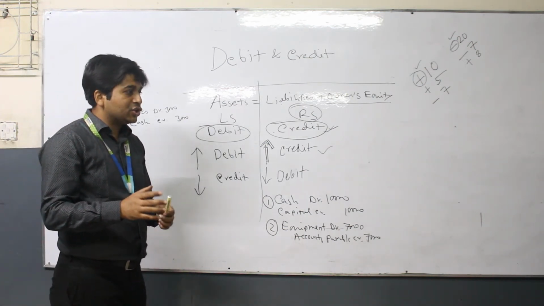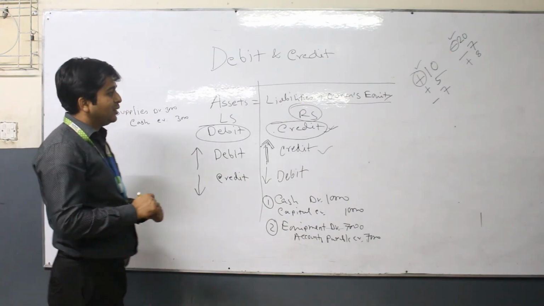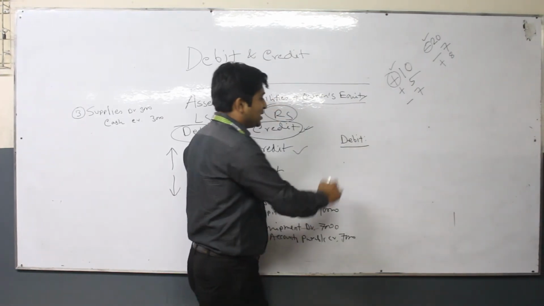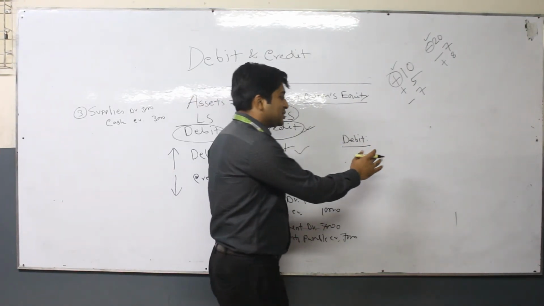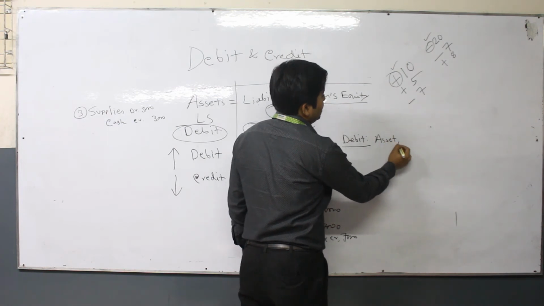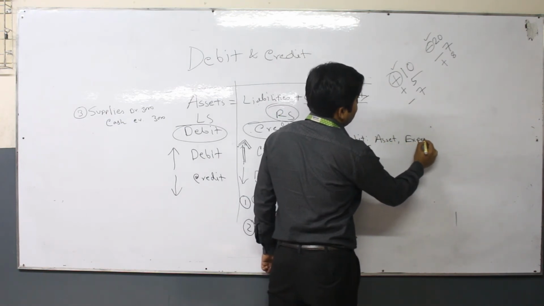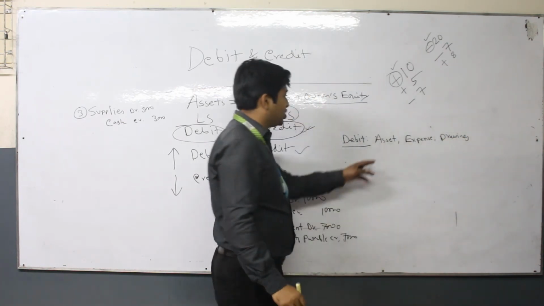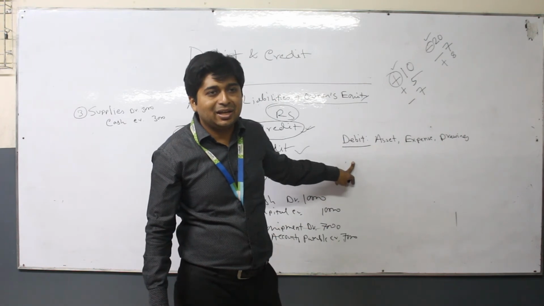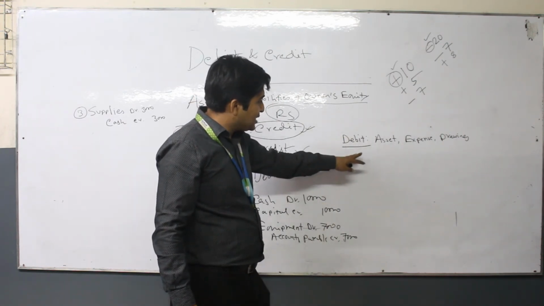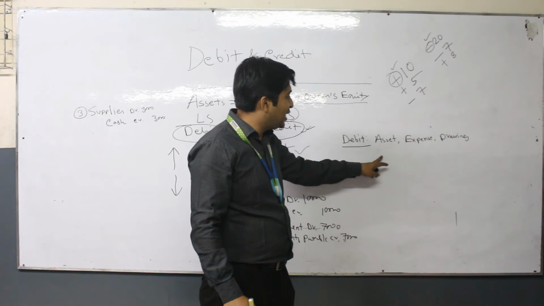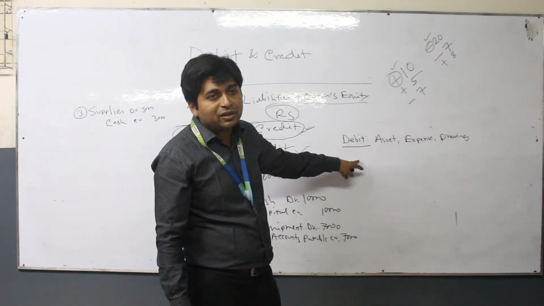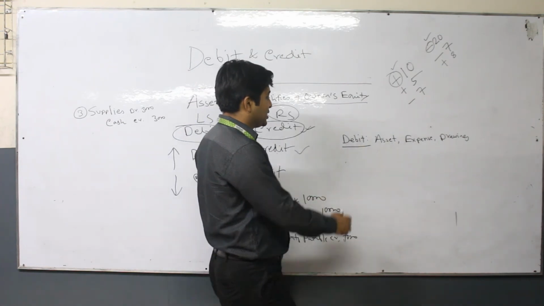So in a short way, we can also memorize one thing. What is that? Whose basic signal is debit? We can say assets, expense and drawing. These 3 types of accounts have a basic signal of debit. As the basic signal is debit, when they increase they should be debited, and when they decrease they should be recorded as credit.